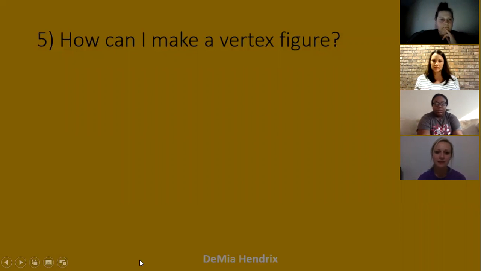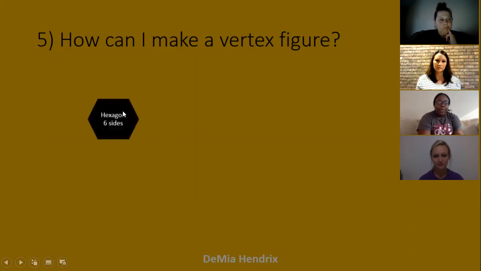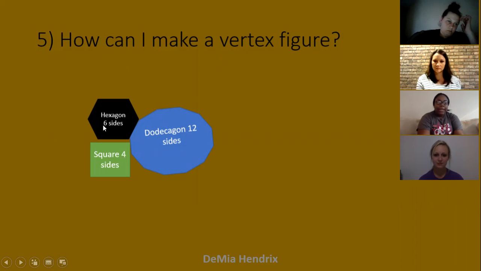Demia, how can I make a vertex figure? All right, that is a great question. When you are attempting to make a vertex figure, you have to make the degrees equal 360. So you will need 3 different shapes. The shapes we're going to use today are a hexagon, a dodecagon, and a square. As a mental note, the hexagon has 6 sides, the dodecagon has 12, and the square has 4.